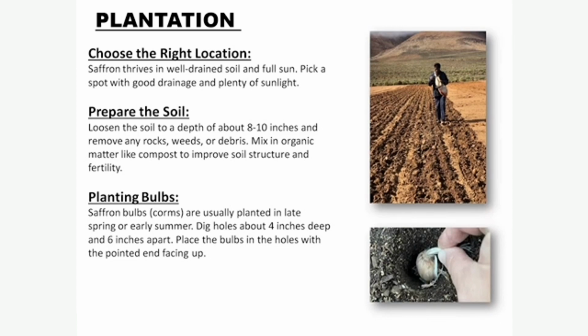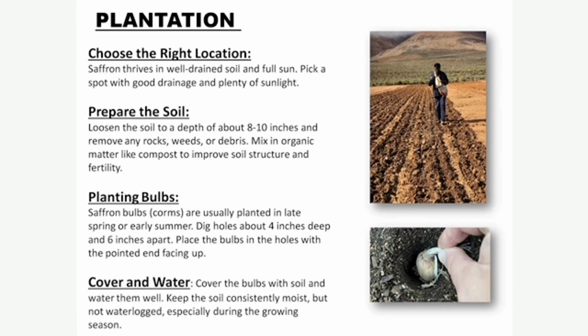Generally, the bulb, which is called the corm, is usually planted in late spring or early summer. We dig a hole around 4 inches deep and 6 inches apart, and we place the bulb in the hole with the pointed end facing up. Then we cover the bulb with soil and water them well. Generally, we keep the soil consistently moist, but not waterlogged, especially during the growing season.